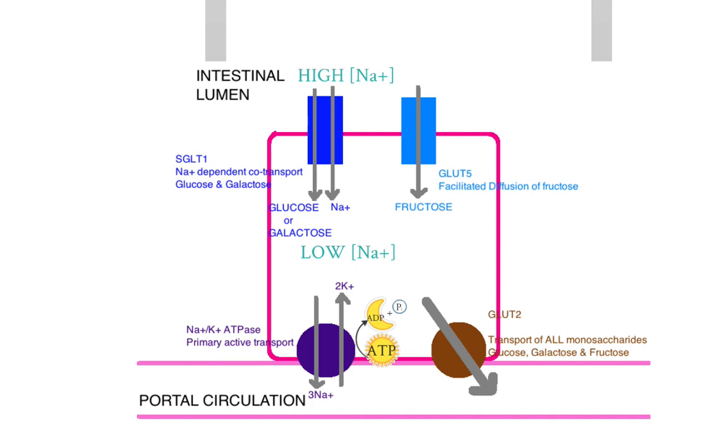The absorption of fructose, on the other hand, is mediated by facilitated diffusion, that is, utilizing a carrier transport protein without energy expenditure. This means that fructose absorption will not be affected by blocking the sodium-potassium ATPase. Thus, the answer is C, fructose. The GLUT2 transporter moves all monosaccharides from enterocyte into the portal circulation, headed for the liver.